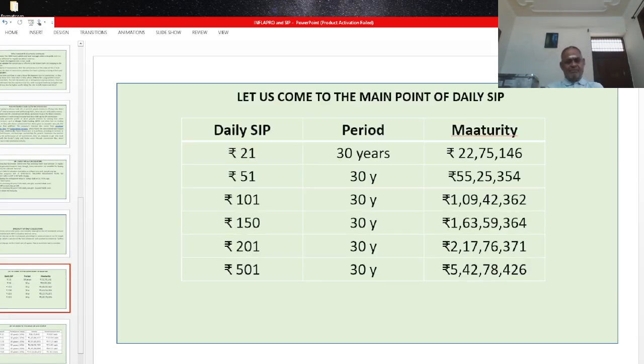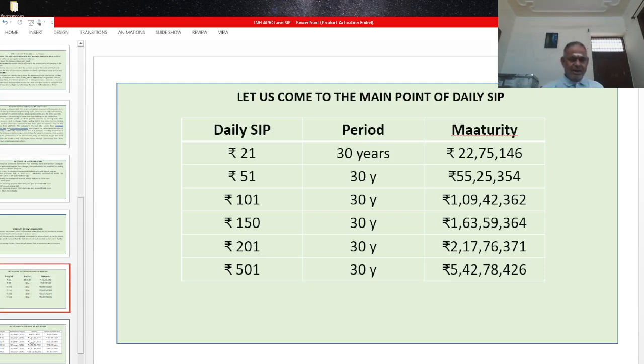Let us come to the main point of our daily SIP. Daily SIP in Better Money app is given for 21 rupees, 51 rupees, 101 rupees, 150 rupees, 201 rupees, 501 rupees. Let us consider a period of 30 years, the maturity becomes 22 lakhs for 21 rupees, 55 lakhs for 51 rupees, 1.09 crore for 101 rupees, 1.63 crore for 150 rupees, 2.17 crore for 201 rupees daily, and 5.42 crore for 501 rupees.